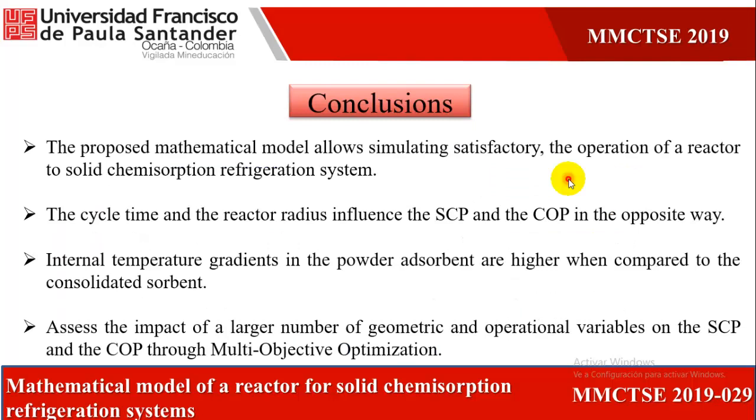So, from the results of the implemented model, we obtain the following conclusions for the present work. The proposed mathematical model allows simulating satisfactorily the operation of a reactor for solid chemisorption refrigeration systems. The cycle time and the reactor radius influence the SCP and the COP in the opposite way. Internal temperature gradients in the powder sorbent are higher when compared to consolidated sorbent. As future work, we will assess the impact of a larger number of geometric and operational variables on the SCP and the COP through multi-objective optimization.